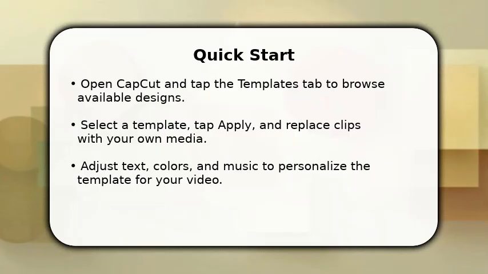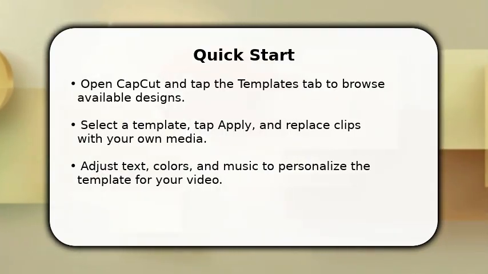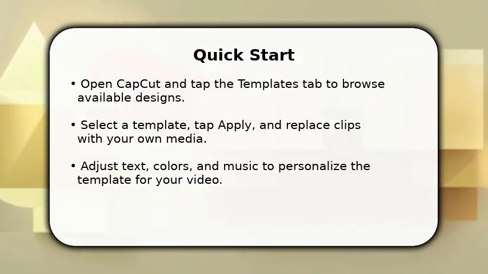Enjoy the video. In this video, I will show how to use a template from Capcut. Open Capcut, tap Templates, pick a template, then tap Apply to start editing right away. Trim clips, change text, swap music, and adjust colors to match your style. Use keyframes for motion and export at your desired resolution.